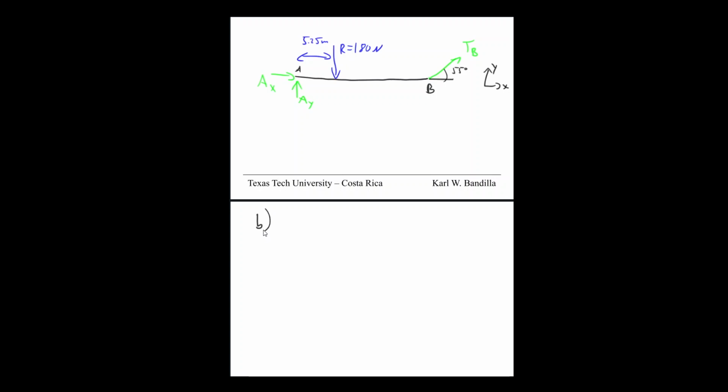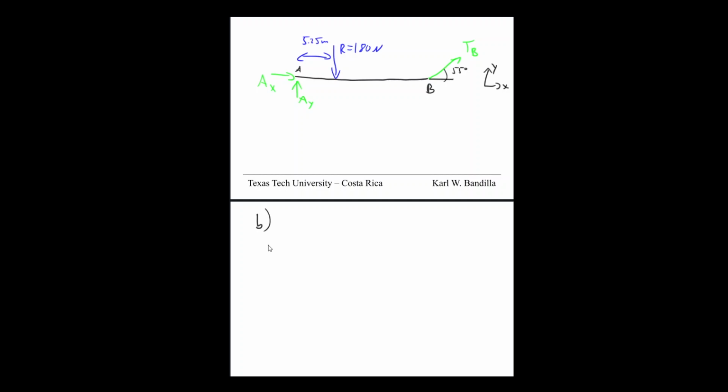B, finding the tension in the cable. How do we best do that? We want to make sure that we don't include AX and AY in our calculations. We could just write three equations and then solve them one by one. But if we're specifically looking at TB, then probably the best thing for us to do is a moment around A, because if I do a moment around A, then AX and AY don't come in.